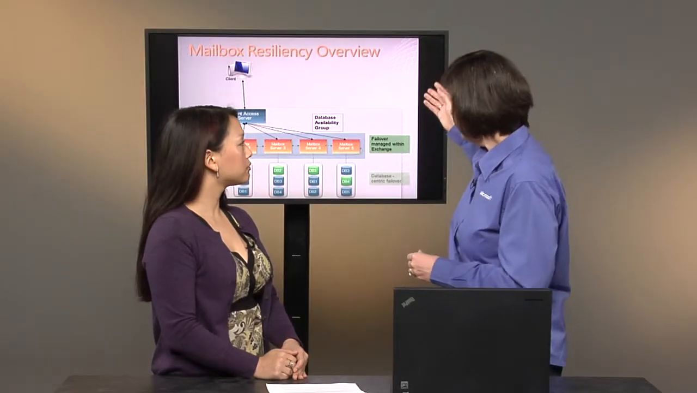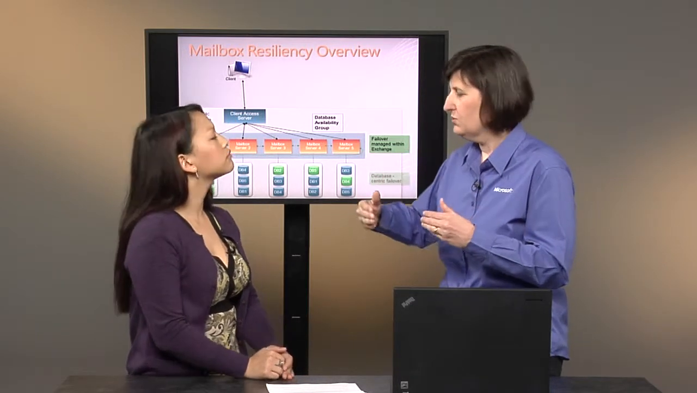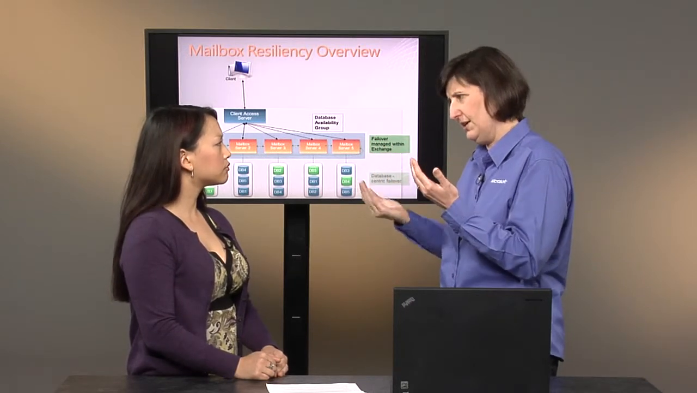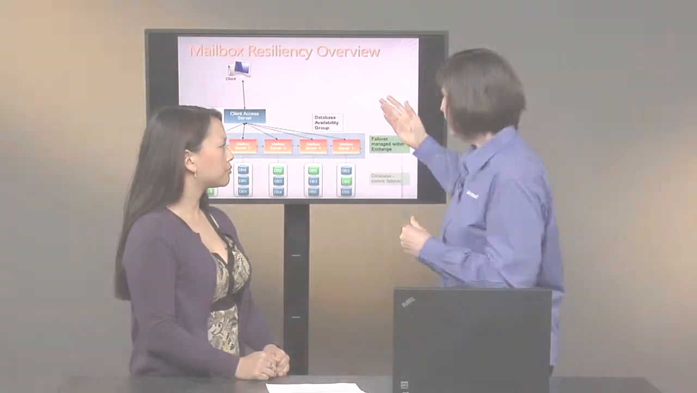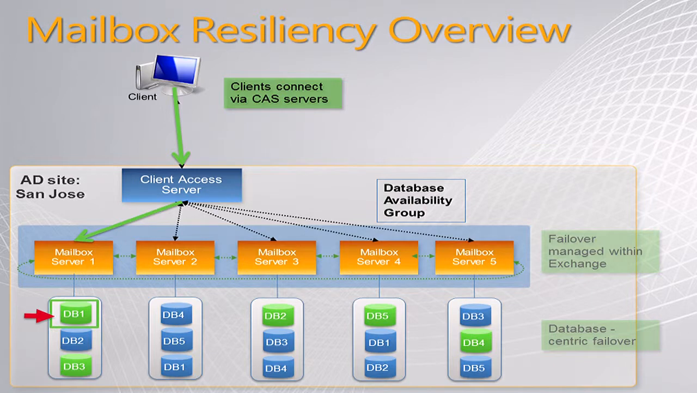Now, the other thing we've done is all of the failover is managed within Exchange itself, so you don't have to manage a cluster, because the database availability group actually has a cluster running underneath, but the admin doesn't have to manage that. All of that is managed through Exchange. So what actually happens now is that the client connects in through the CAS server, which is a change from 2007. The CAS server will then make the connection to the mailbox server that holds the user's active database.